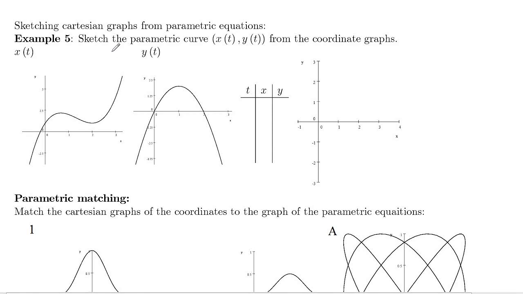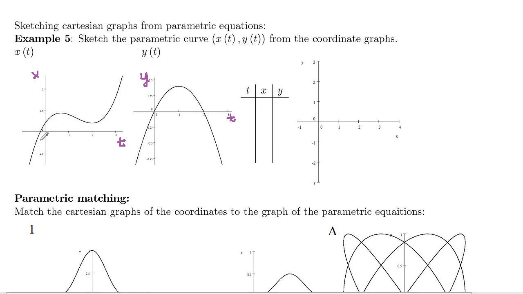So let's take another look at sketching parametric equations, or the graphs of parametric equations. And I want to relate this to the Cartesian graphs. So for example, let's say we've got our x versus t graph here. So this should be x, and this is t, and then this is our y versus t graph here. And then we want to sketch x versus y. So, well, one way we can do that is make a table of values.